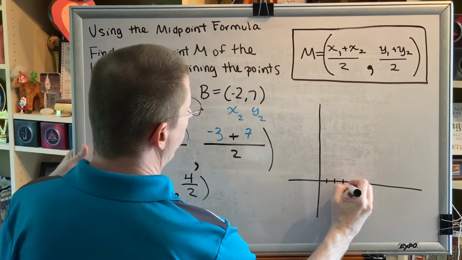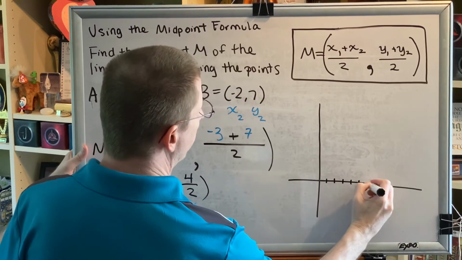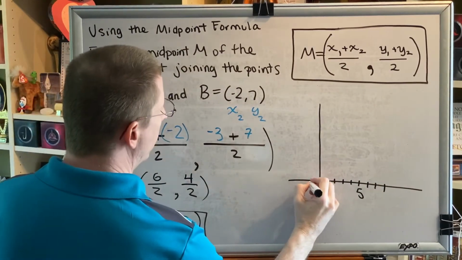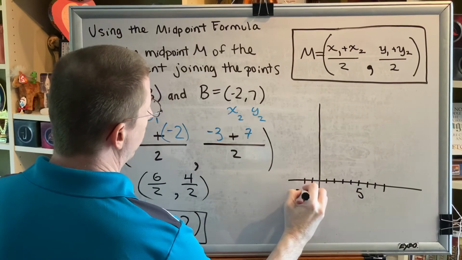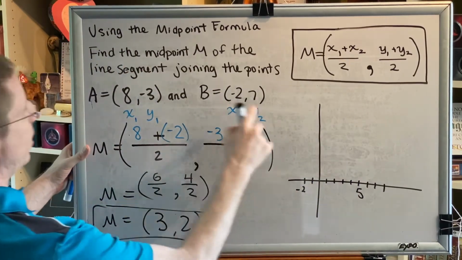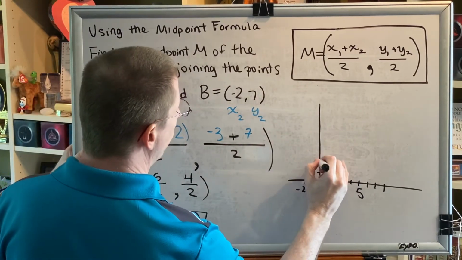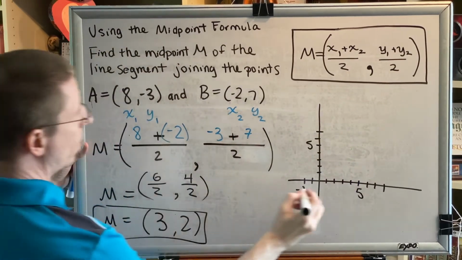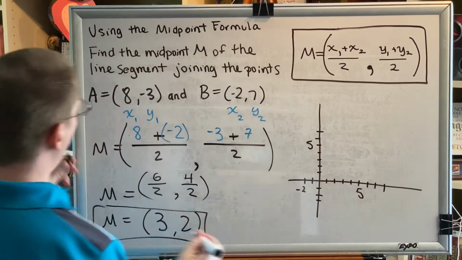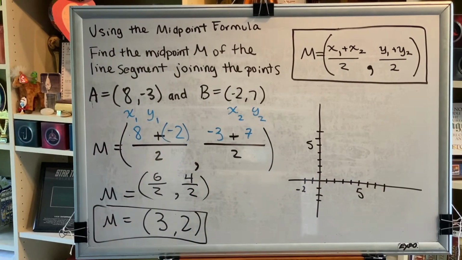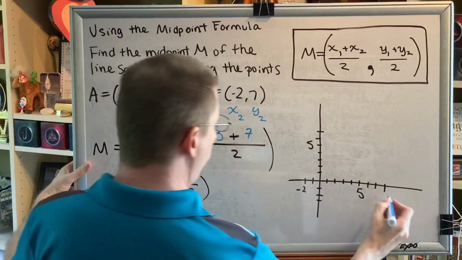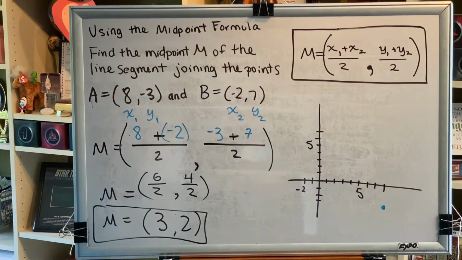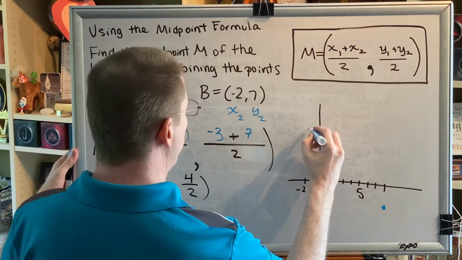1, 2, 3, 4, 5, 6, 7, 8 is as far out as we need to go over on that side, and -2 on the other side. The y's need to go all the way up to 7. 1, 2, 3, 4, 5, 6, 7, and all the way down to -3. All right, let's plot our points. So point A is at 8, -3, which would be here. Point B is -2, 7, which is here.